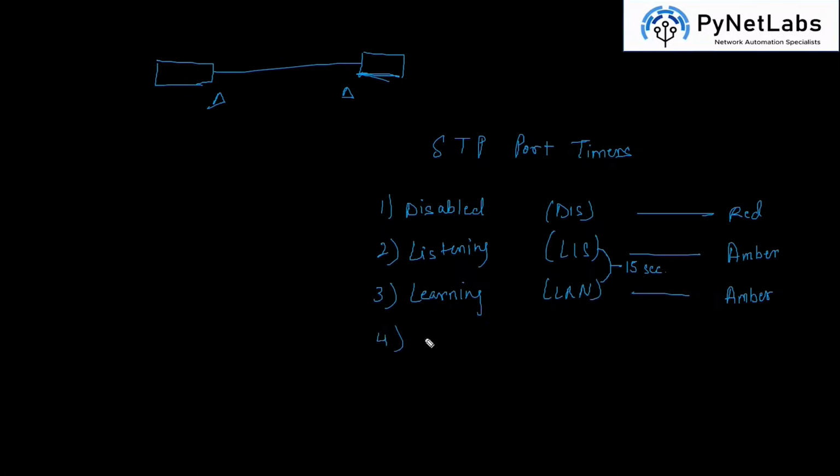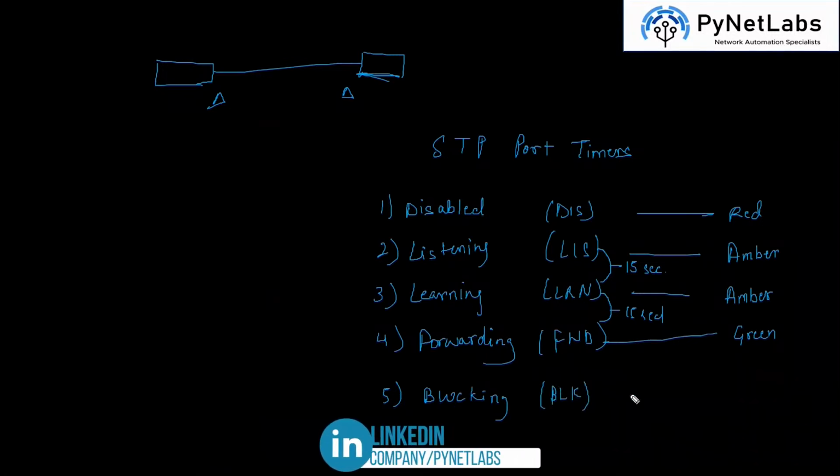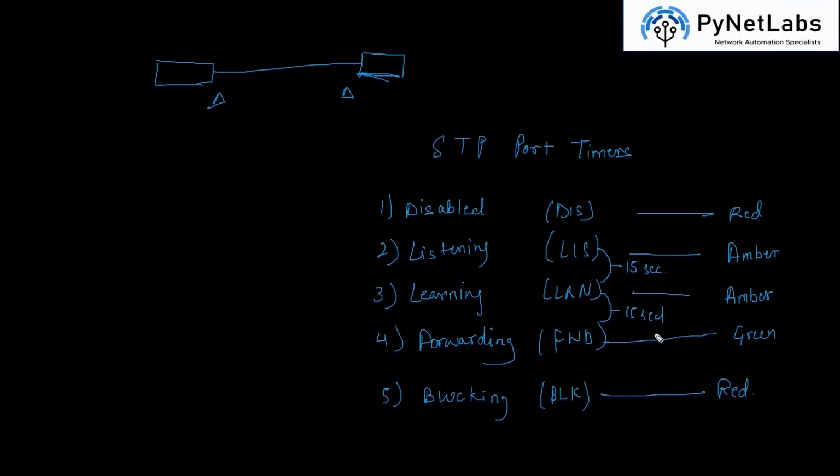Then after that, finally you reach the forwarding mode, and you can say it as FWD. Then again from learning to reach the forwarding mode, it takes 15 seconds. And here you can observe a green color. Then if we talk about blocking state, that's again there with the red color, right? A block port is of red color. So we will observe all this on the packet tracer.